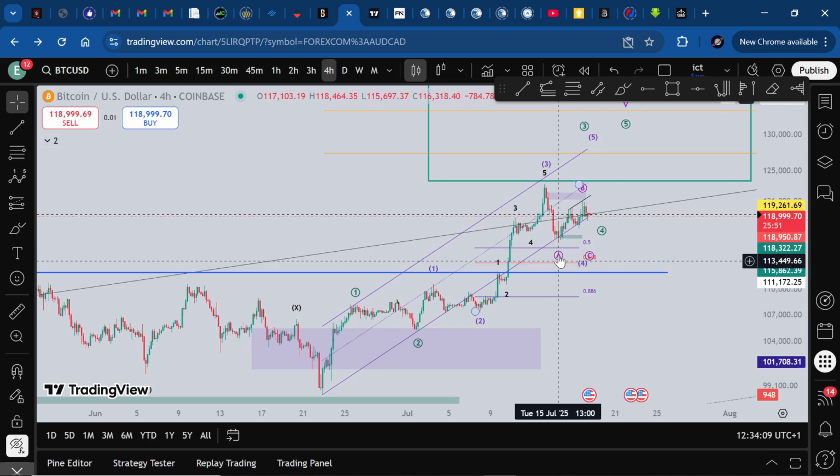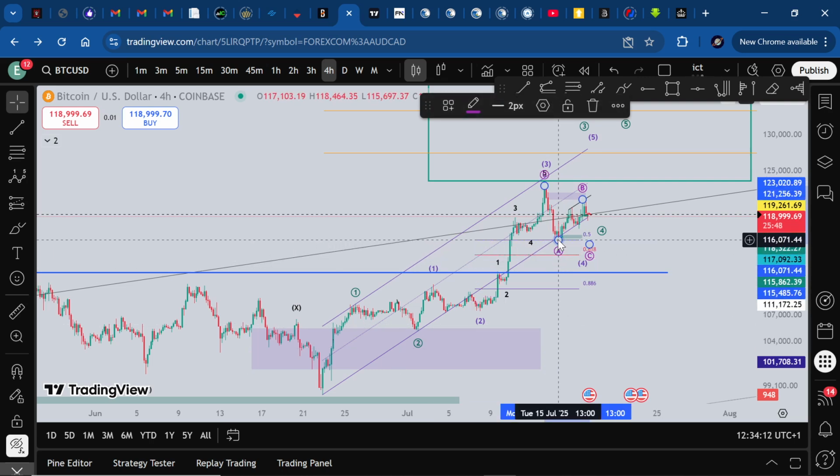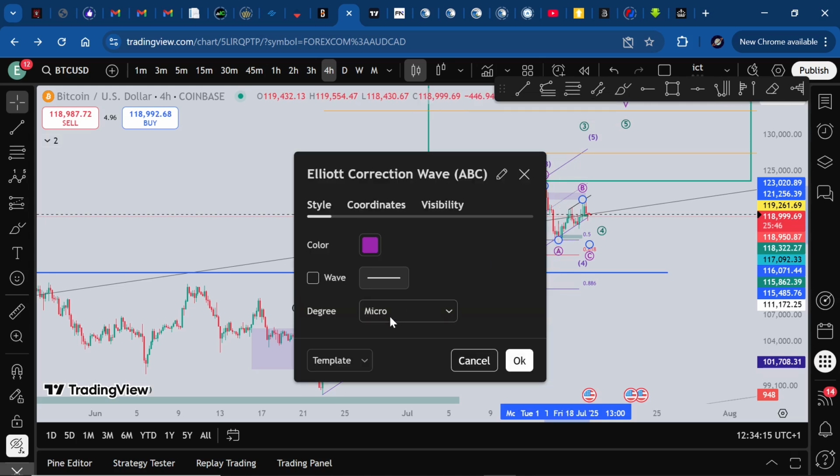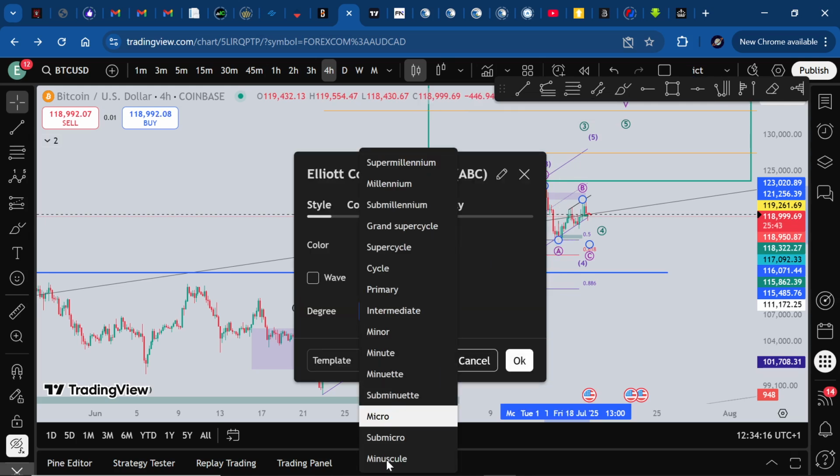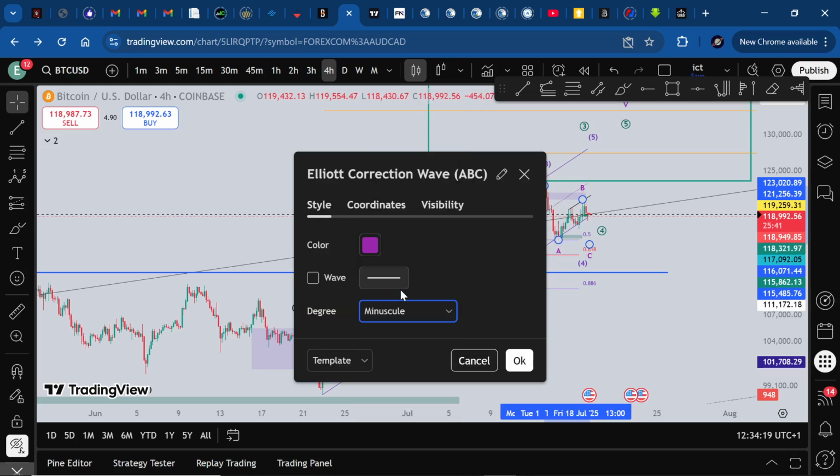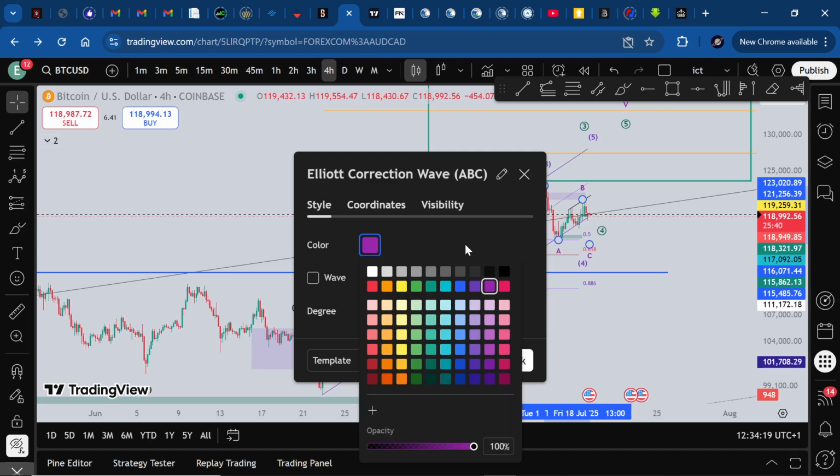Currently, we're not finished the purple 4. Give me a sec. We're gonna make this minuscule and make it black. I don't want to confuse everything.